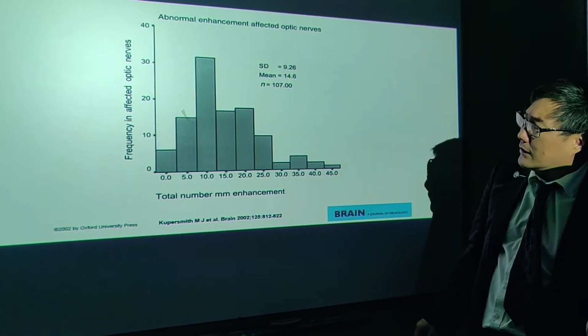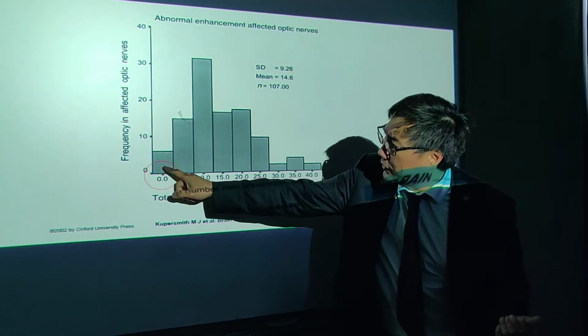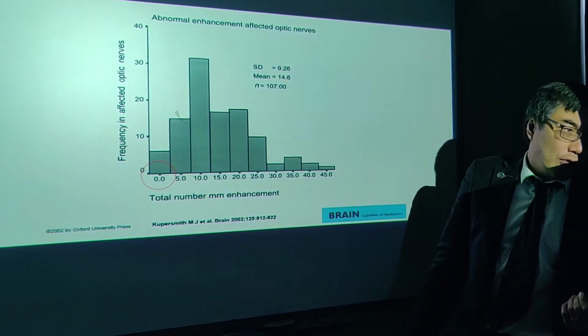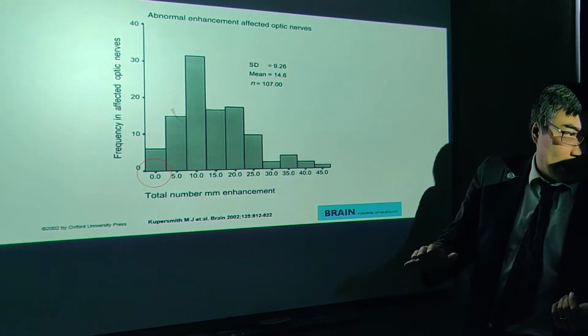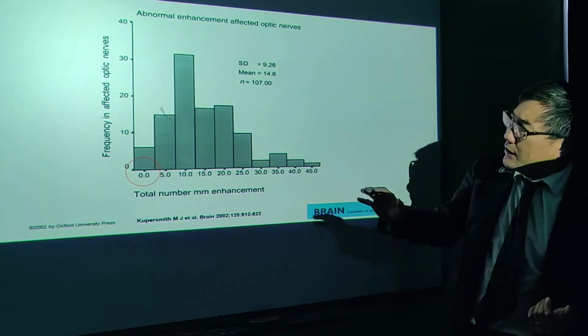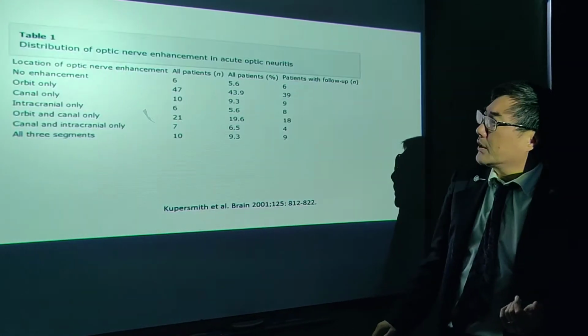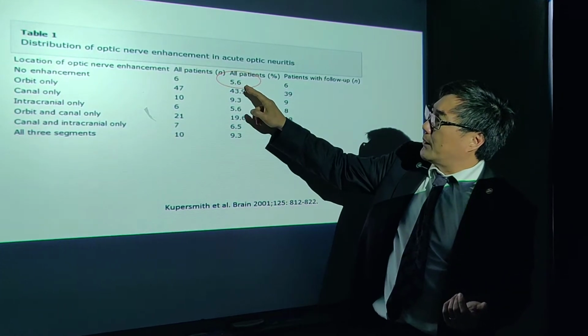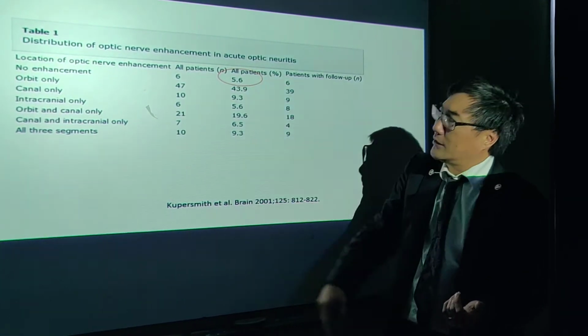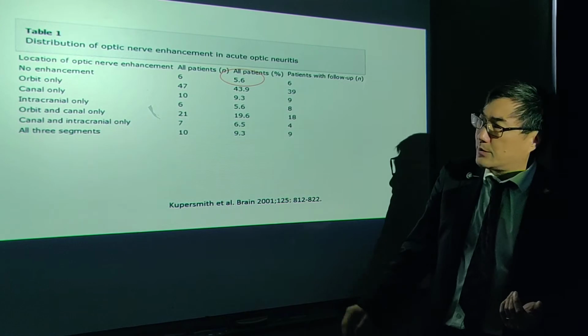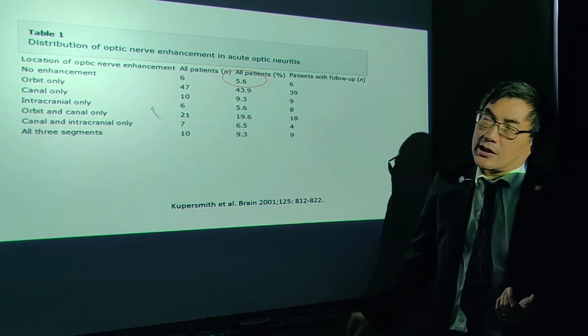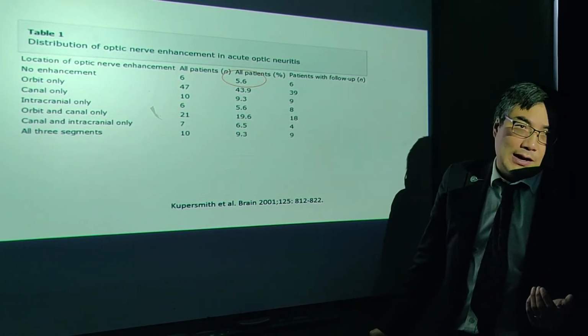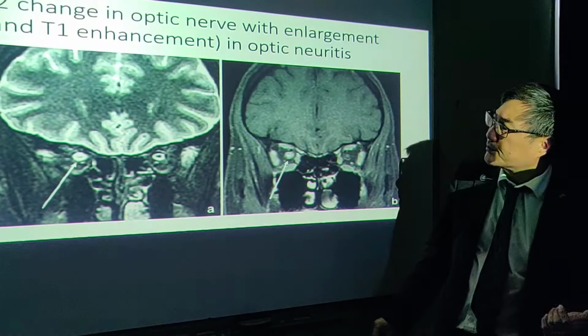And if we look at this Cooper-Smith paper, you can see that if you do a contrast-enhanced MRI scan, only about 5% of the cases don't have enhancement. So if we don't see enhancement of the optic nerve on the MRI, it's really bothersome. And once again, 5.6% of the patients had no enhancement, but the rest of the patients have variable degrees of enhancement. So we really are looking for enhancement of the optic nerve as the distinctive radiographic feature of optic neuritis.